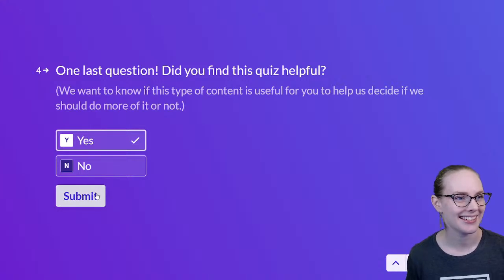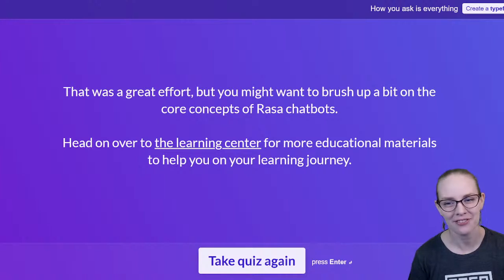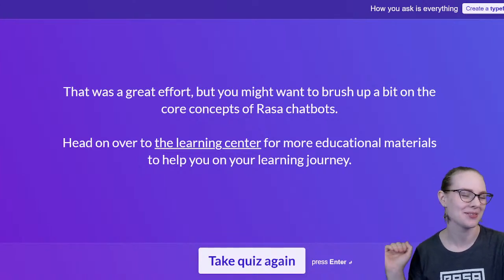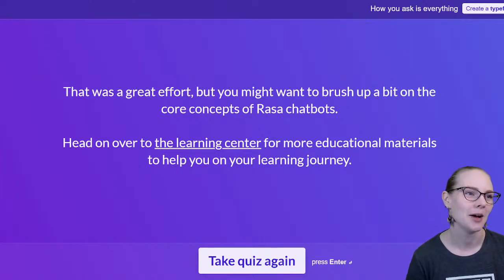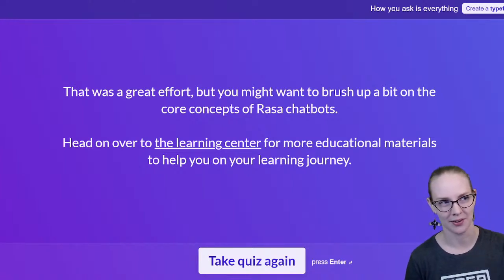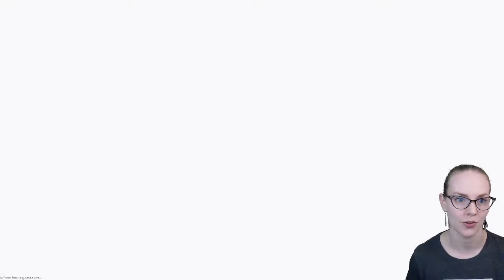And then let's submit and see how we did, only guessing A. That was a great effort, but you might want to brush up a bit on the core concepts of Rasa chatbots if you were only guessing A on this quiz. I think y'all, if you'd been going with your actual answers that you recommended, probably would have done a little bit better. And if you were interested in learning more, then we'd recommend you head over to the Learning Center.